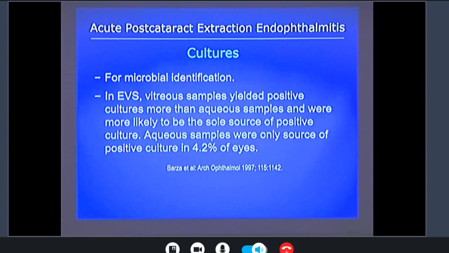We see patients managed outside who come after having samples taken from the aqueous humor only, and this is a big mistake. In the Endophthalmitis Vitrectomy Study, vitreous samples yielded positive cultures more often than aqueous samples, and were more likely to be the only source of positive culture.